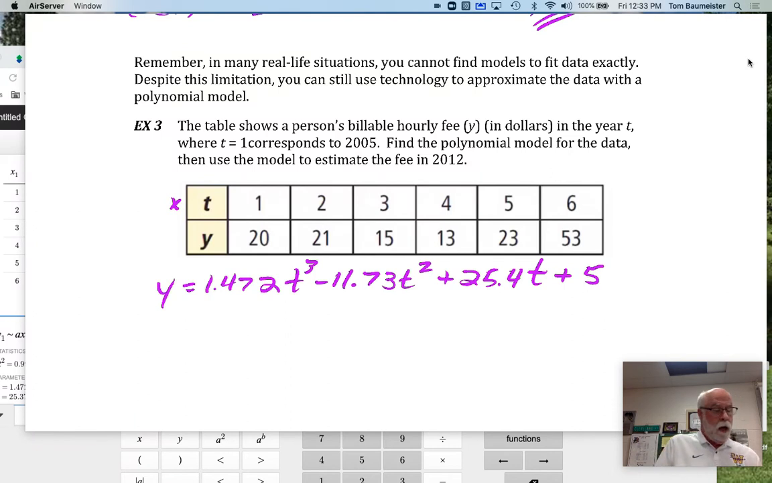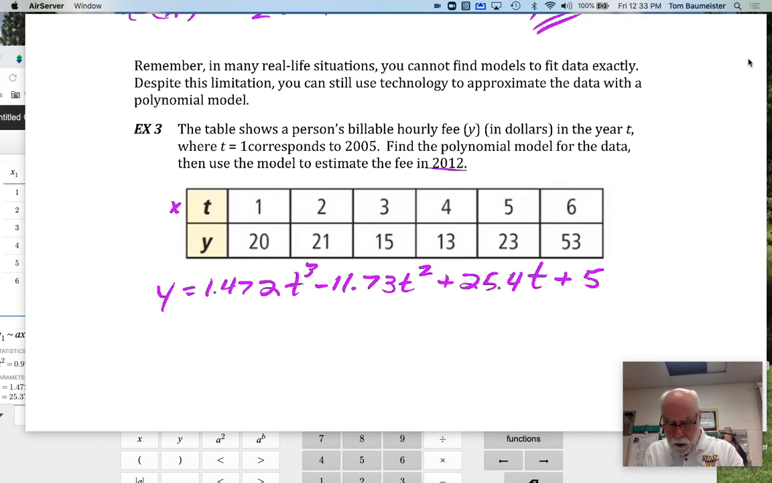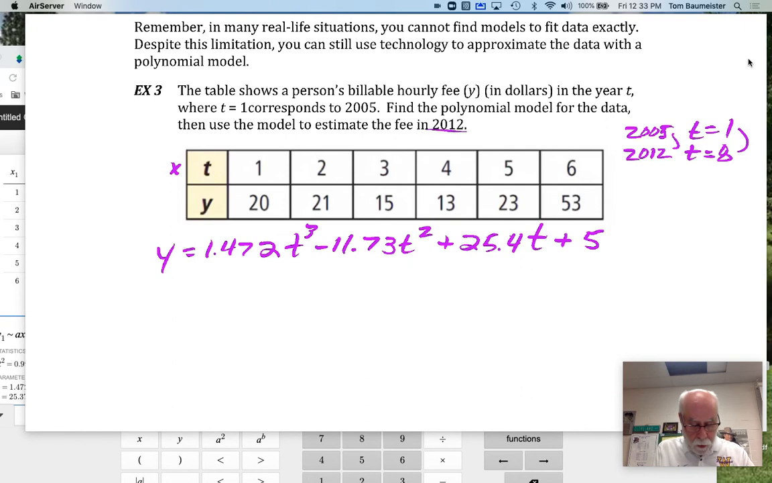All right. So then it says, there's our model, and then they want us to estimate the fee in 2012. So in 2005, t was equal to 1. So in 2012, okay, if I'm going to add 7 here to get to 2012, I'm going to have to add 7 there. So t is going to equal 8. All right? Don't say it's 7, say it's 8, because I just showed you why. So we're going to plug that in.